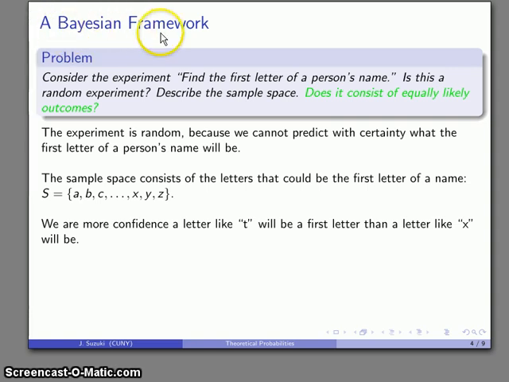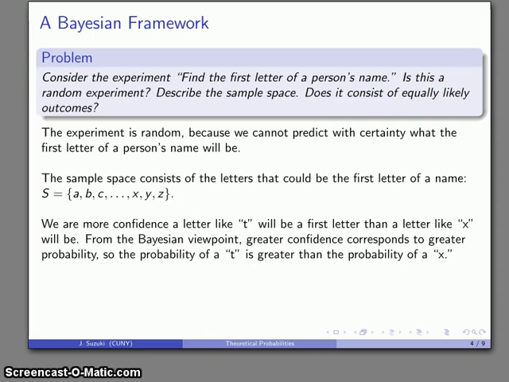And again, if we want to look at this from a Bayesian framework, we want to ask ourselves, how confident are we that a particular letter appears? And so you might think about the names of all the people that you know, and most likely, you'll probably be more confident that T will be the first letter of a person's name than X will be. And the fact that we are more confident that T will be the first letter than X says that the probability that T will be an outcome is greater than the probability that X will be an outcome. And so these outcomes in this sample space are not equally likely. So from our Bayesian point of view, that difference in confidence translates into a difference in probability, and so our sample space is not going to consist of equally likely outcomes.